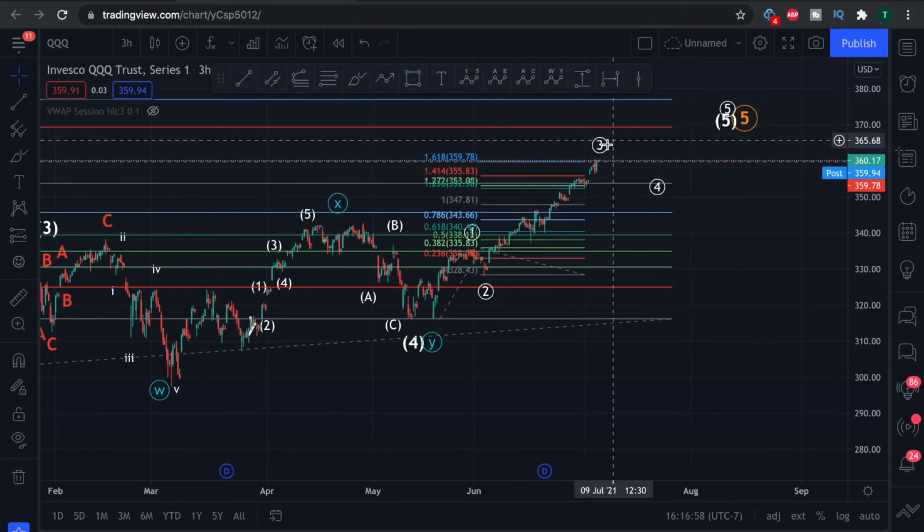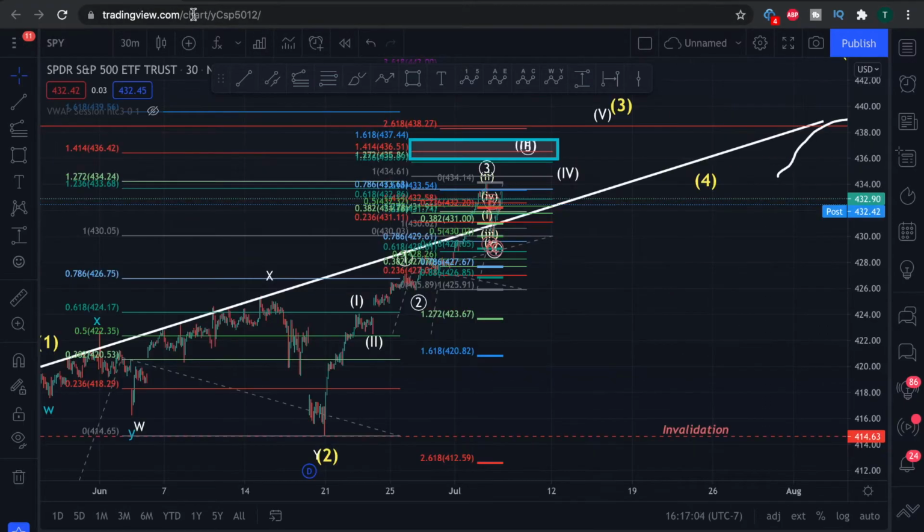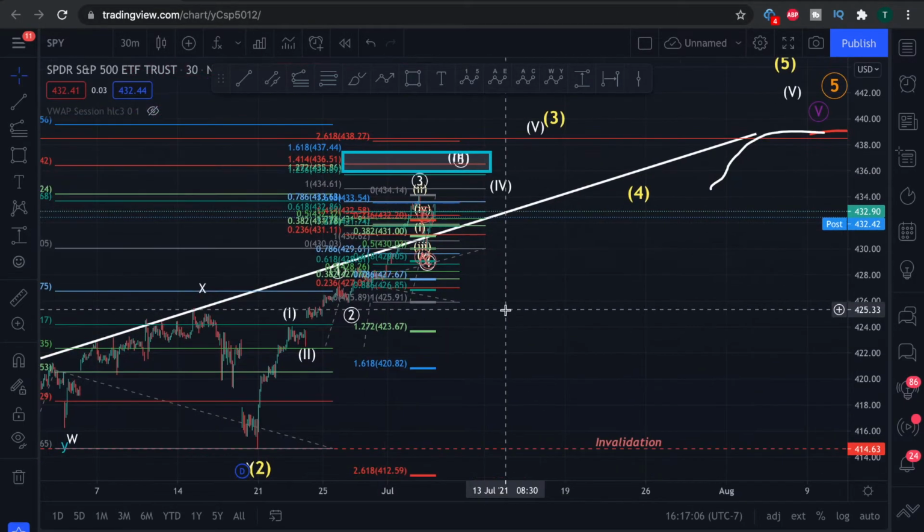So overall, this looks good, still bullish, and we are approaching the top of that nested wave 5s as well, just like in the S&P 500 over here. So now we'll look at the VIX.